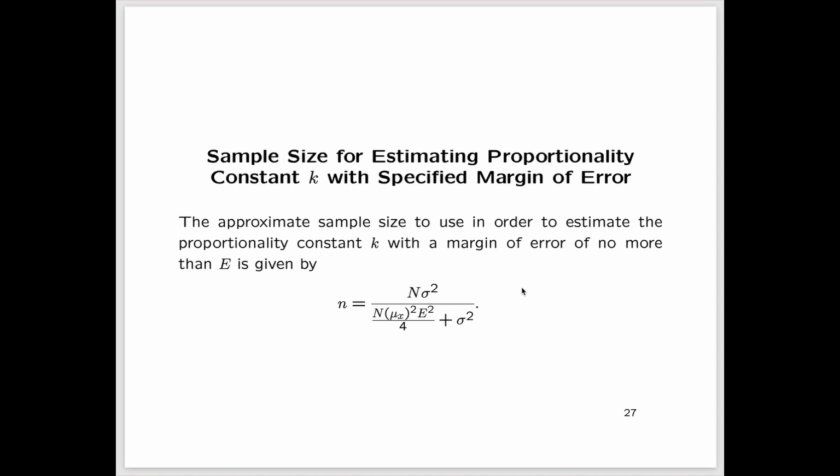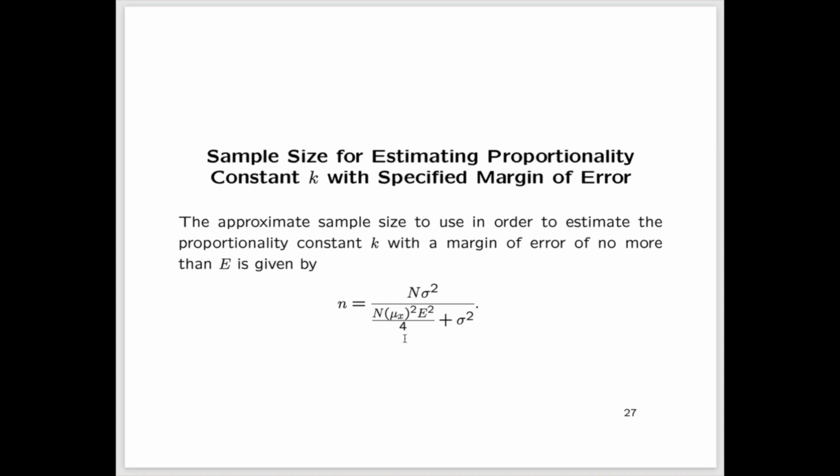The numerator is the product of the population size, cap N, and the population variance, sigma squared. The denominator has the population size, cap N, times the square of the population mean of the x's, mu sub x, times the square of the desired margin of error. That product being divided by 4, and then we add to that the population variance, sigma squared.